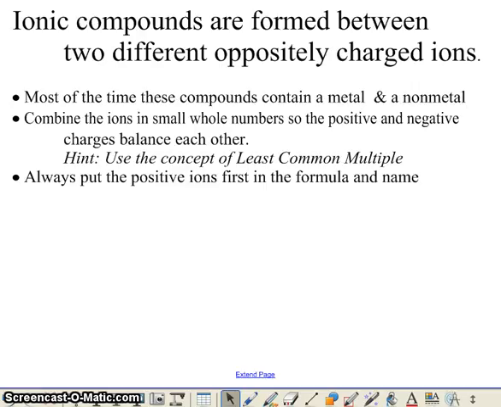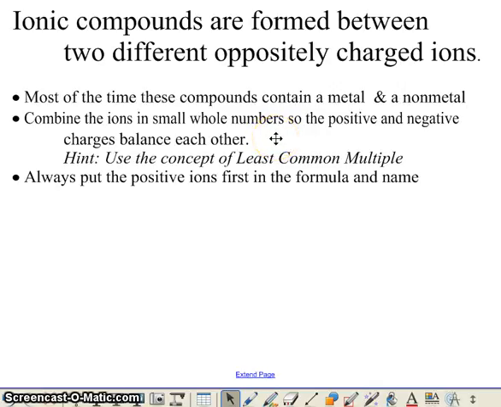Those ions have to be oppositely charged, and in general, those substances are either a metal or a nonmetal. They come together to form positive and negative ions, and so those charges must balance each other out. So again, an ionic compound in general comes from a metal ion and a nonmetal ion, and those ion charges have to balance each other out.